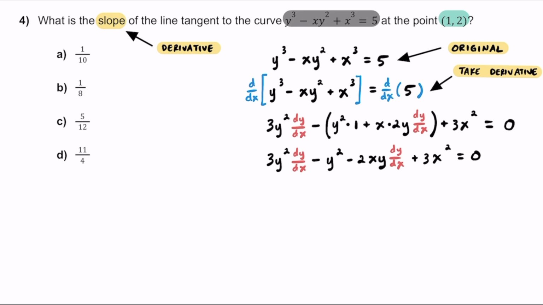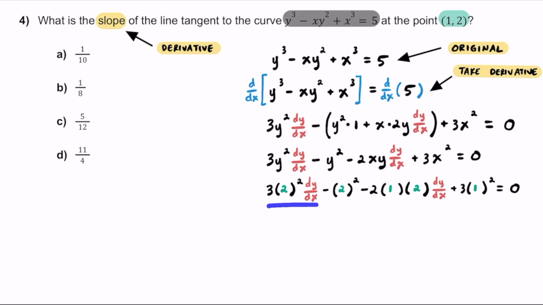So using implicit differentiation, we just found the derivative of this curve, which we can now plug in this (1, 2) for x and y to figure out what this dy/dx is, which is what the slope is at that particular point. Let's substitute in 1 wherever we see x and 2 wherever we see y. After we substitute it in, let's clean this up a little bit. For this first term, 2 squared is 4, 4 times 3 is 12. We can simplify this to say this is going to be 12 times this dy/dx.